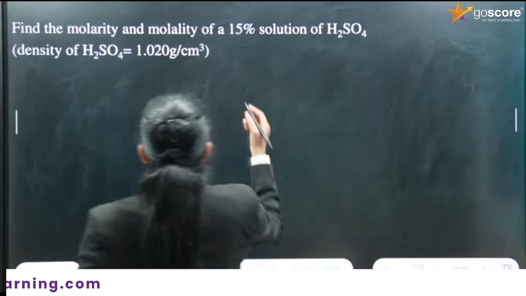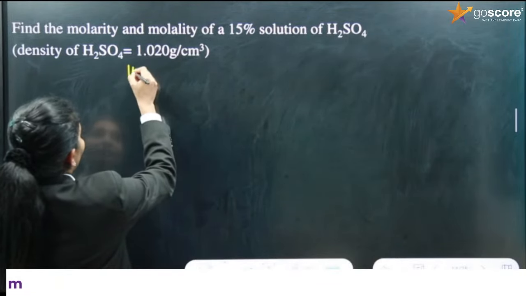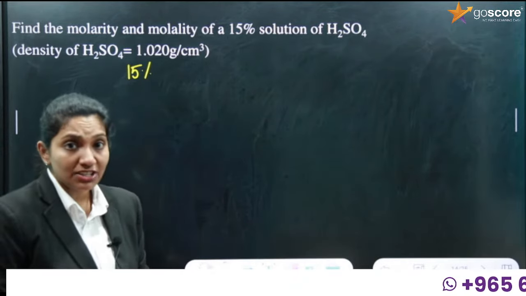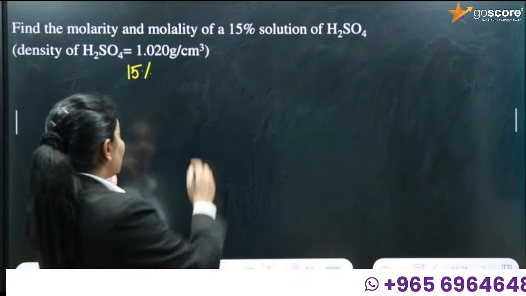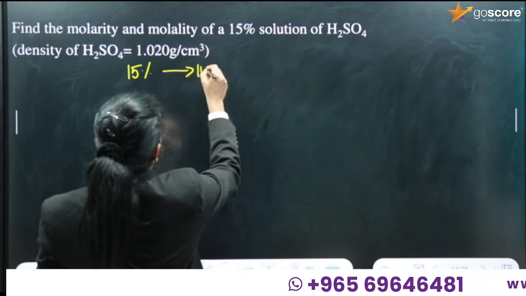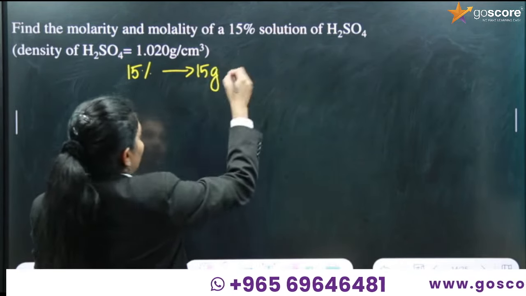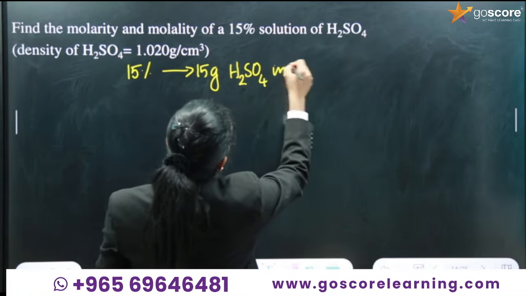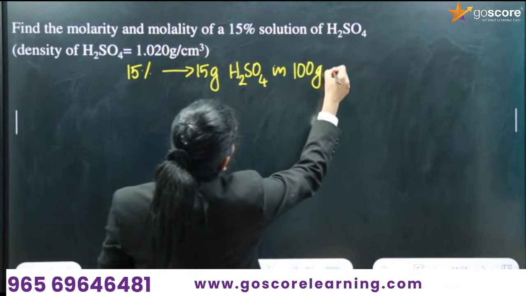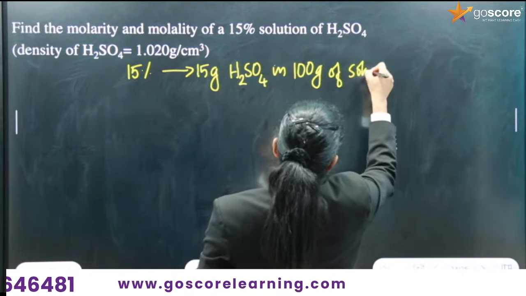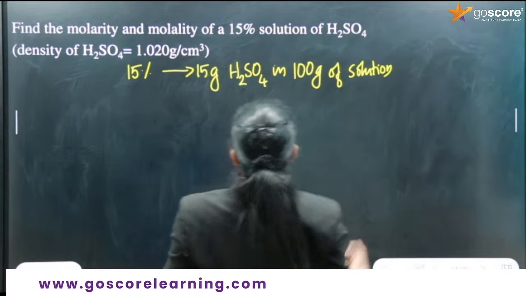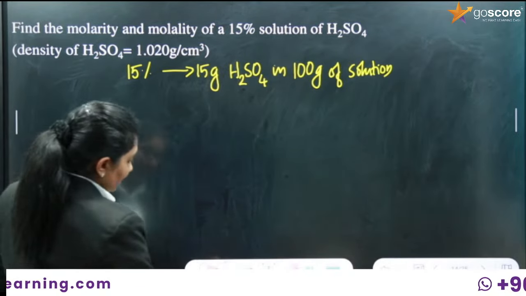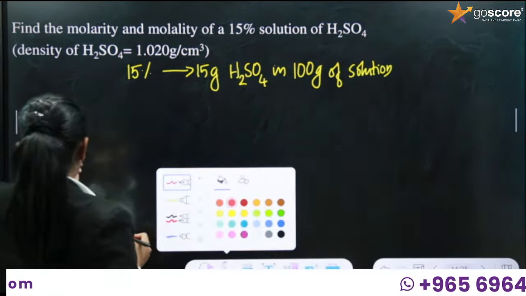Okay. So here, what is given? A 15% solution. What do you mean by 15% solution? 15% means we have dissolved 15 gram of H2SO4 in 100 gram of the solution. Isn't it? That is what the 15% solution means. So here first we can find out the molality.